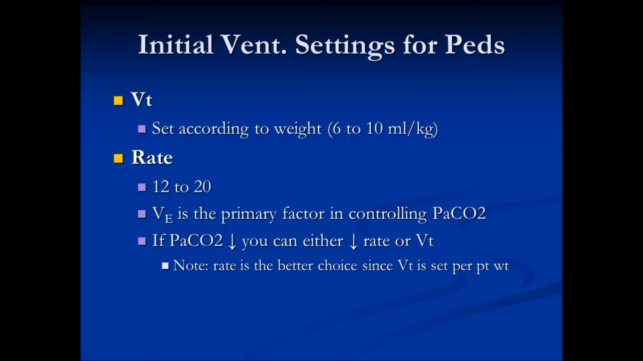Okay, for initial vent settings, we want to set the tidal volume according to ideal body weight. It says 6 to 10 milliliters per kilogram and 6 to 8 milliliters per kilogram. NBRC is using 6 to 8. Rate is 12 to 20, just like adults. Minute ventilation is the primary factor that we use in controlling the CO2. And if the CO2 is decreasing, you can either decrease the rate or the tidal volume, just like adults.